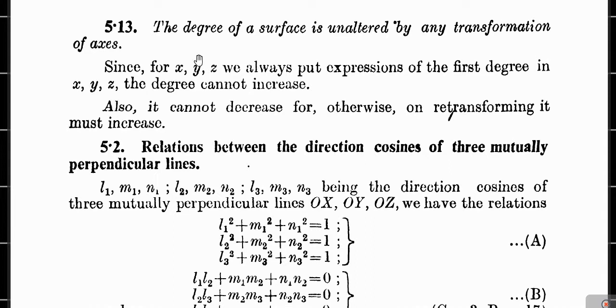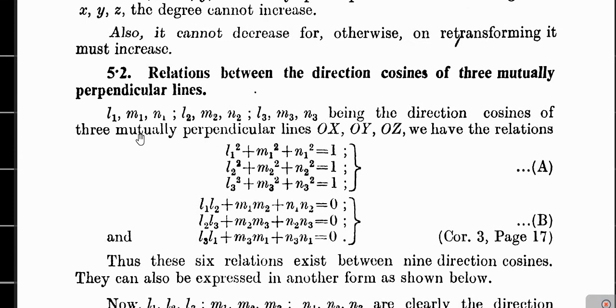So the remark is the degree of surface is unaltered by any transformation of axis. Means if we change the axis, then the degree of the surface remains unchanged. Similarly, if we change the origin, then also the degree of the surface remains unchanged. So this is that important remark. Next one, we will move to the relations between the direction cosines of three mutually perpendicular lines.